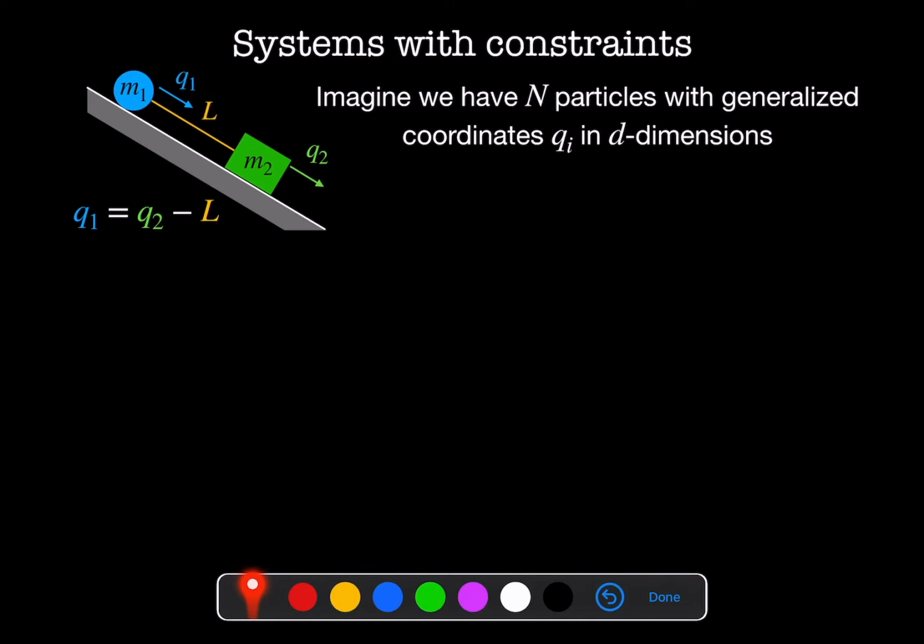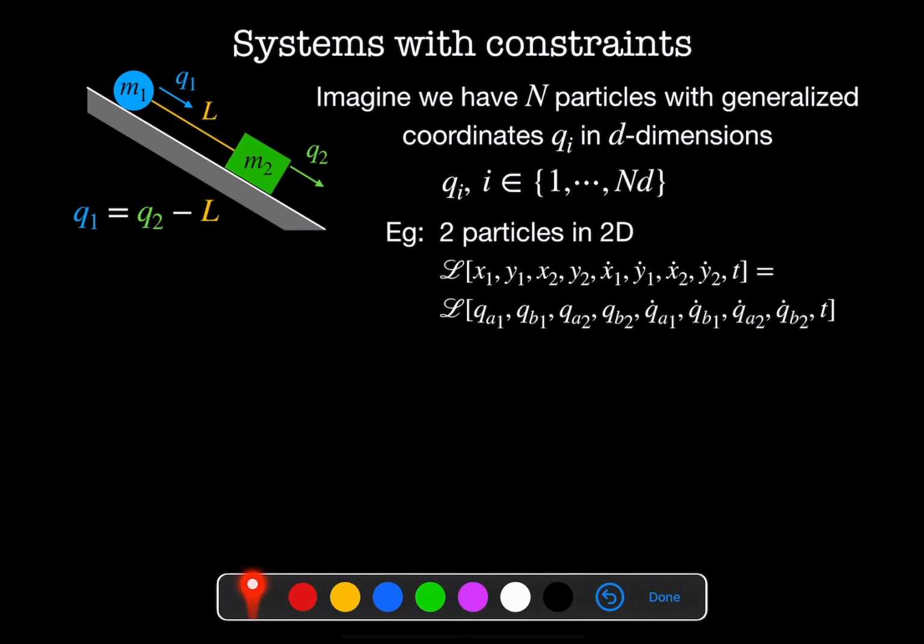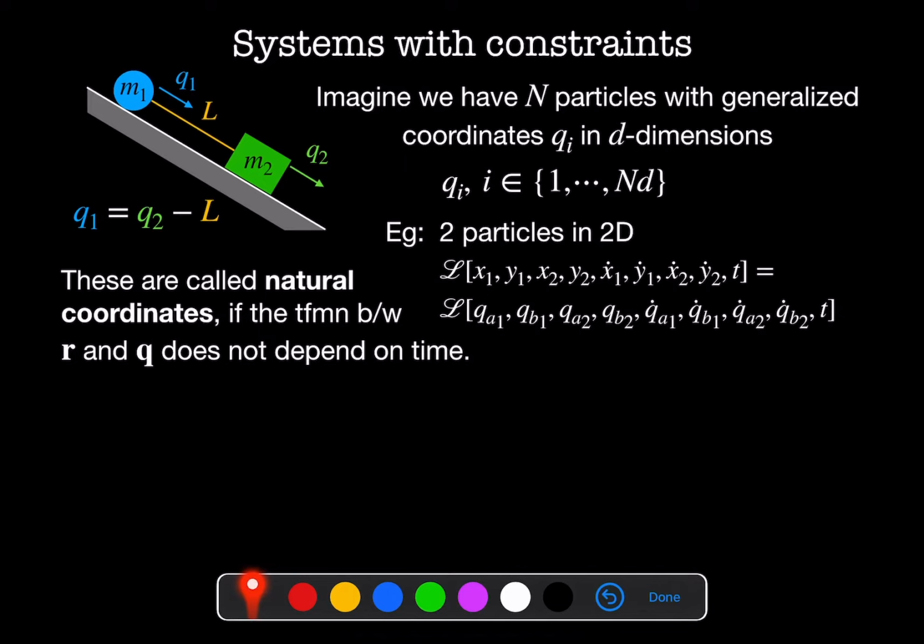Imagine we have n particles with generalized coordinates qi in d dimensions. We have qi's where i ranges from 1 to n times the number of dimensions. For example, two particles in 2 dimensions. Each of those particles has an x component and a y component. We have a Lagrangian that would be x1, y1 for the first particle, x2, y2 for the second particle, and their derivatives for our q dot terms. We can change this into any set of coordinates we'd like. So particle 1 can have qa and qb, particle 2 can also have a qa and qb, and so forth. These coordinates are called natural coordinates if the transformation between my r's, my Cartesian coordinates, and my q's, the generalized coordinates, does not depend on time.